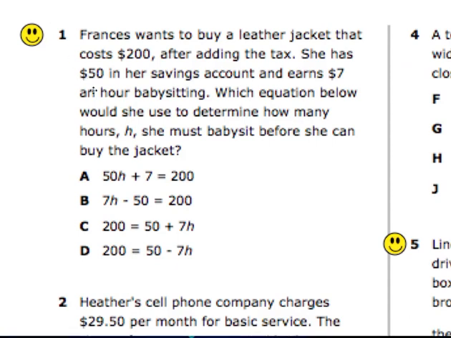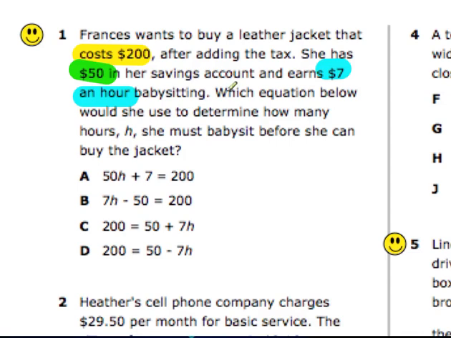Let's look at number 1 in our second section. I believe this is the 4th page in your review. We're going to start with reading the question. It says, which equation below would she use to determine how many hours H she must babysit before she can buy the jacket? So here we need to look at some information. First of all, we know that her jacket costs $200. She starts with $50 in her savings, and then she earns $7 every hour, per hour, each hour.